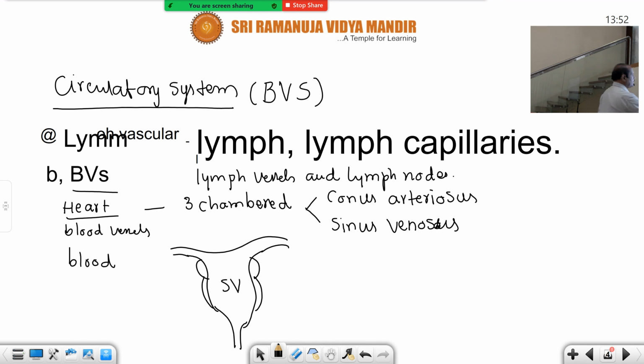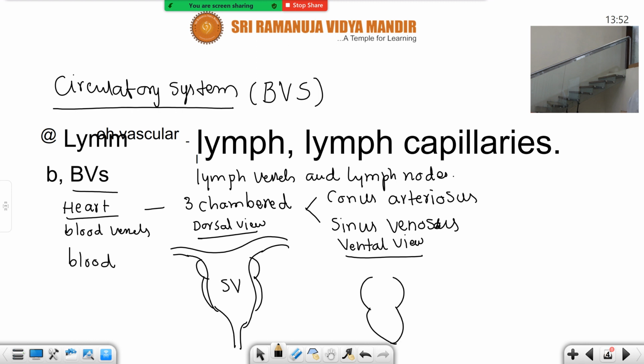So this is the dorsal view of the heart. Here you write down dorsal side of the heart. And then let us take the ventral view of the heart. To see the conus arteriosus, you should turn the heart towards the ventral side. Means ventral view. So in this is the three-chambered heart.